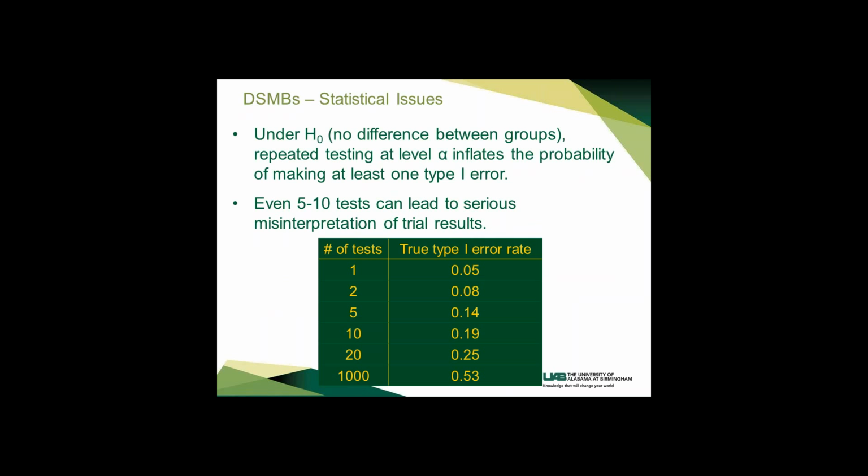Okay, so under the null hypothesis, if there's no difference between groups, as we've already discussed, repeated testing at a specific alpha level inflates our probability of saying there's a difference when there may not be. And so even with 5 to 10 tests, we can have a serious misinterpretation of the results. So as you can see in this table, we only do one test, we set our alpha level at 0.05, then we have 5% chance of making a type 1 error. But as we increase the number of tests, that increases, and it increases considerably.